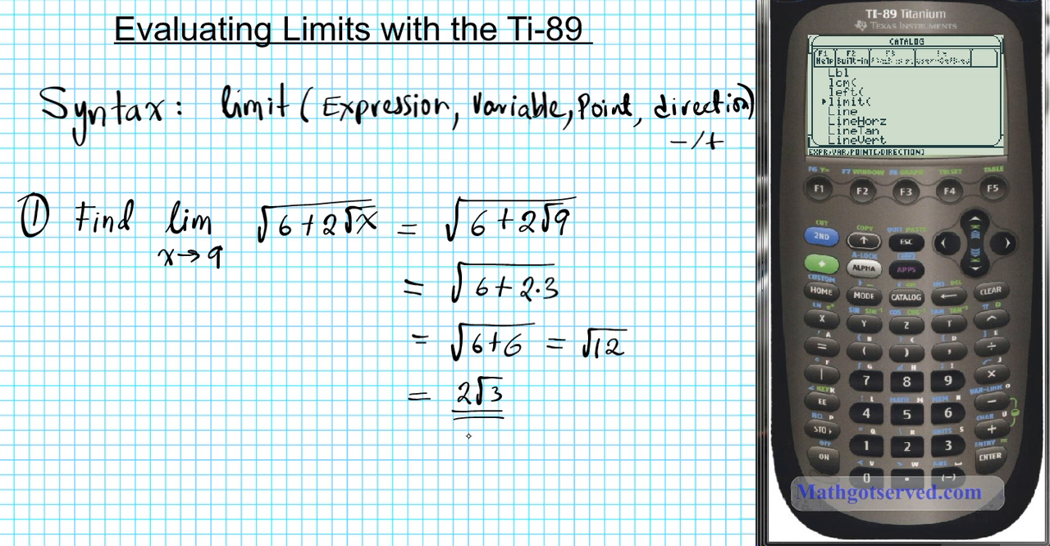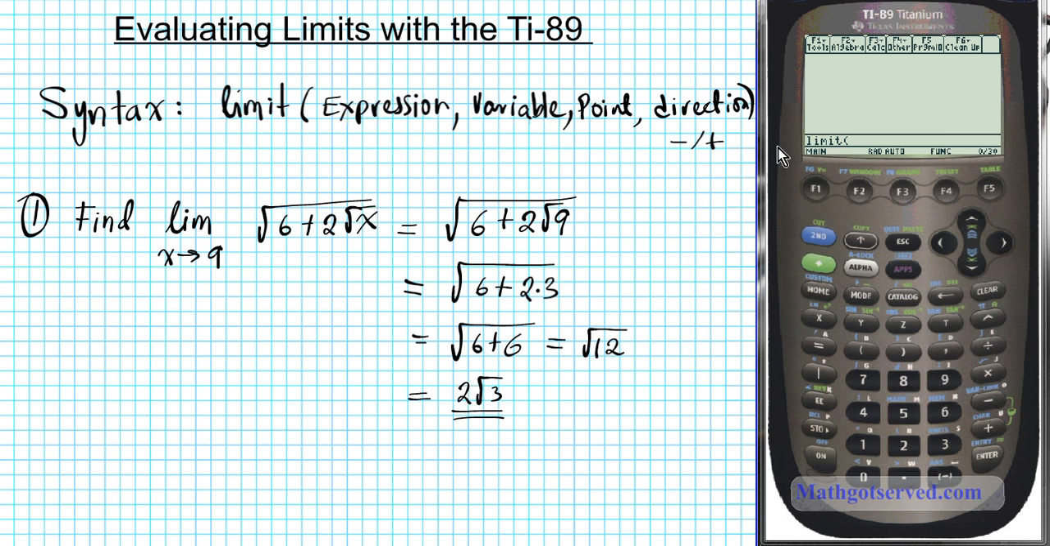Now let's evaluate this limit using our calculator. So press enter, limit. Remember the syntax, the expression first, which is the square root of 6 plus 2 times the square root of x. Oops, let me fix that. I had a little glitch with my calculator, so I have to reset it. Okay, so limit, enter the expression: we have the square root of 6 plus 2 times another square root of x.